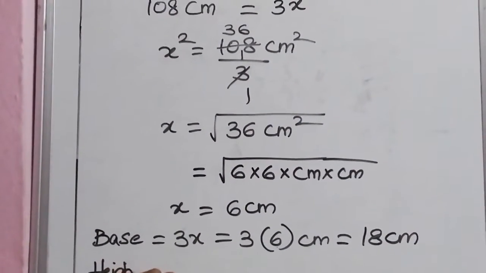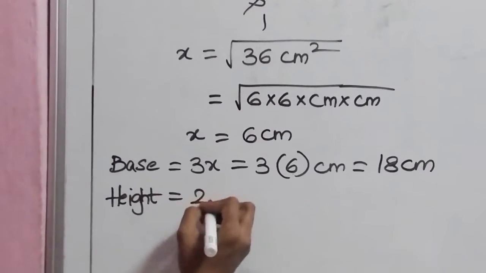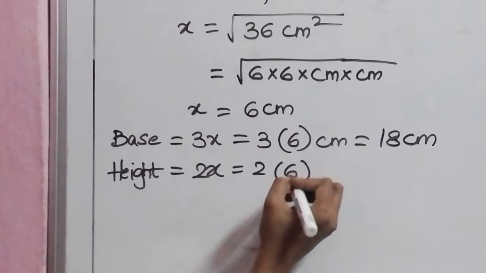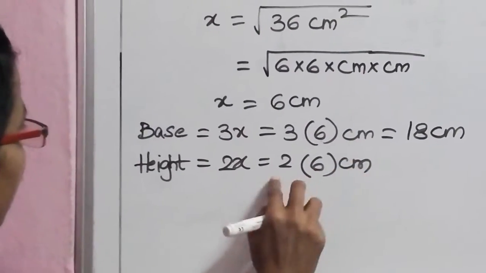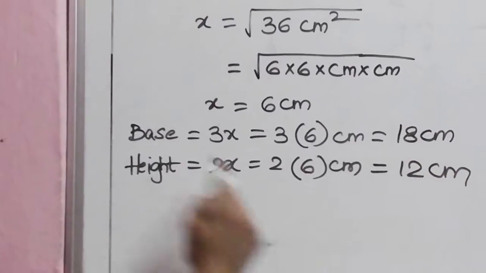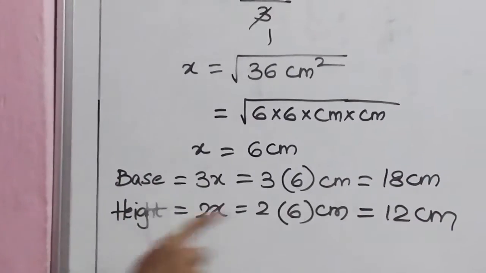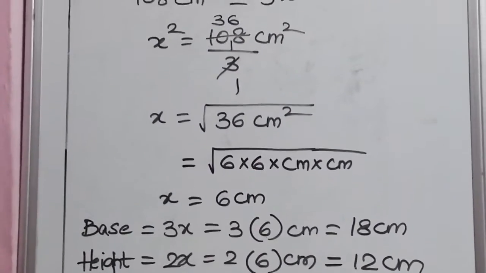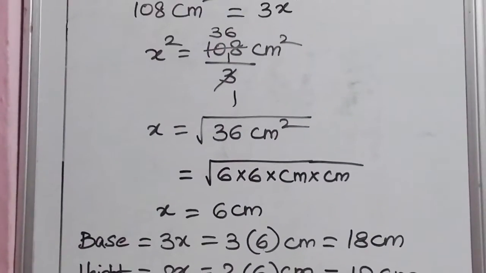Now let us take height. Height is equal to 2x. So 2 into x is 6. 2 6s are 12. So you got the base as 18 centimeters and height as 12 centimeters. Understood this? Copy in your classwork books.